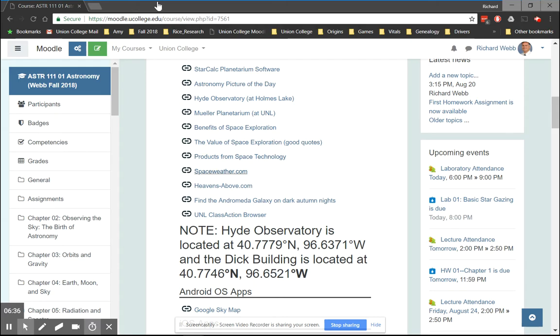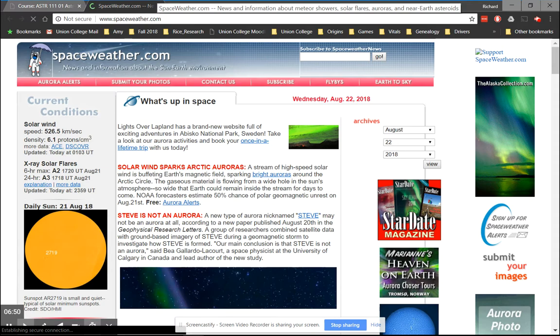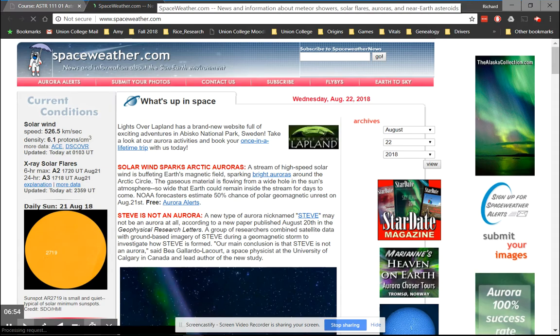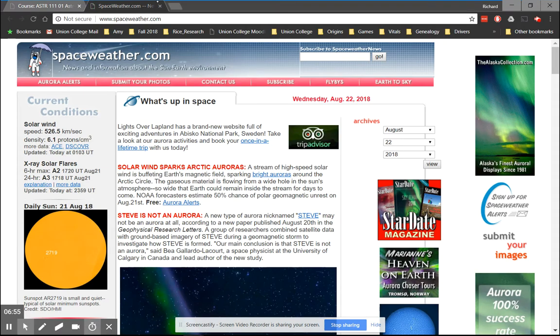Then we get to space weather and heavens above. Those two are super bueno sites. Space weather is a website that's devoted to telling you what's going on with the sun and how that's affecting us. And so it will have, I believe, a close to live picture of the sun here. That picture there.